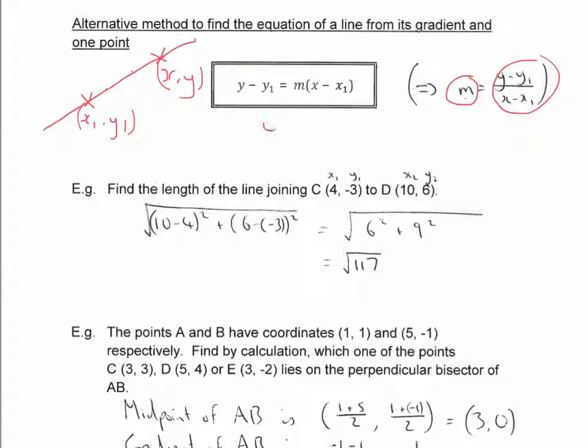I will write down y equals mx plus c. I'll find m, just like you would for this one here, but then I will plug in a coordinate to find out what c is, and then go back to this version here.